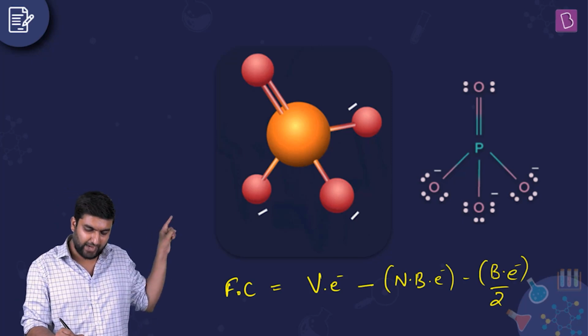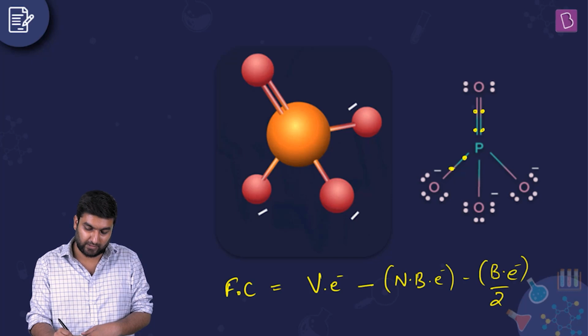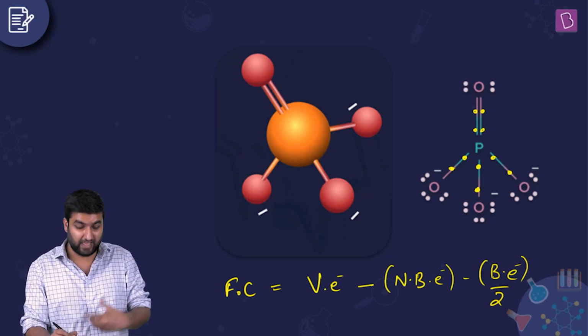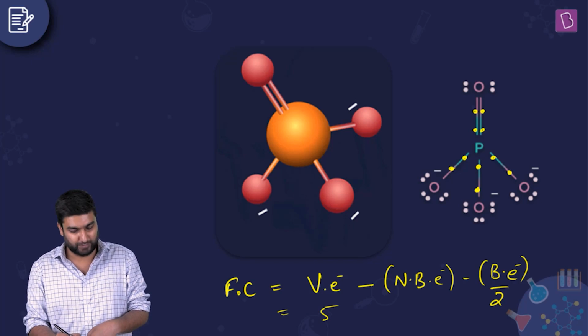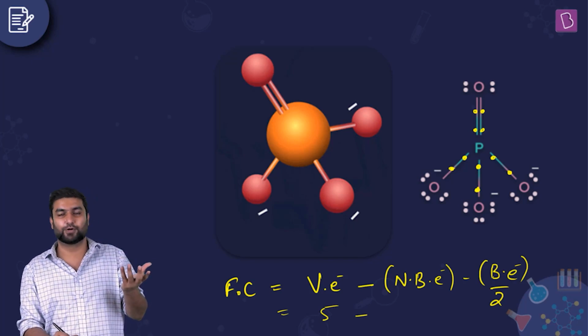So if I look at the right one, the Lewis structure, I know this has a double bond, and these are single bonds. So I can draw something like this over here, right? Now if I take a look, the valence electrons of phosphorus, that's basically what? 5. Then what do we have? Non-bonding electrons. It has no non-bonding electrons.